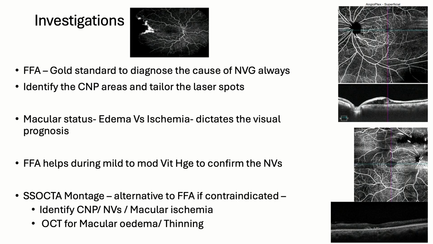And when you have mild hemorrhages and you are not able to see the fundus, the angiogram gives you clarity whether you are having any new vessels on the retina or not. Then you can go for the laser accordingly. If you don't have an angiogram, but you have an SS-OCTA, that can also give you some information, though not complete. If there is any contraindication for angiogram, SS-OCTA in larger montage images can still pick up all these findings.